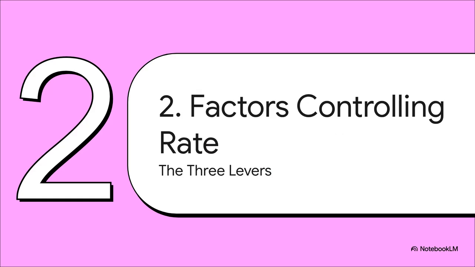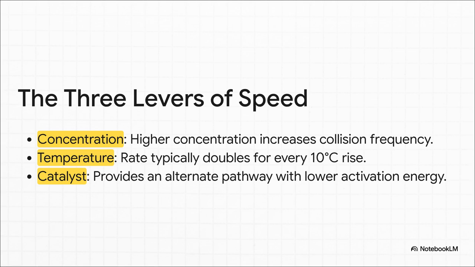Okay, so now we know how to measure the speed of a reaction. Let's get to the fun part. How do we control it? This is where we get to be in the driver's seat. There are 3 main levers we can pull to speed up or slow down pretty much any reaction. Lever number 1, concentration. It's pretty simple. The more molecules you pack into a space, the more often they're going to bump into each other and react. Makes sense, right? Lever 2, temperature.